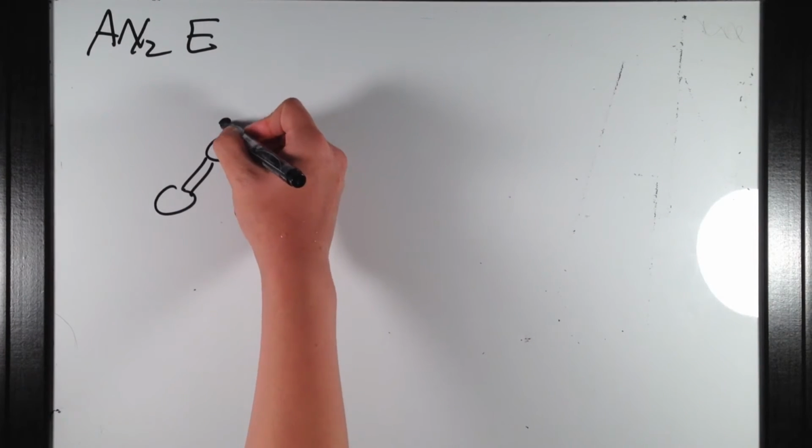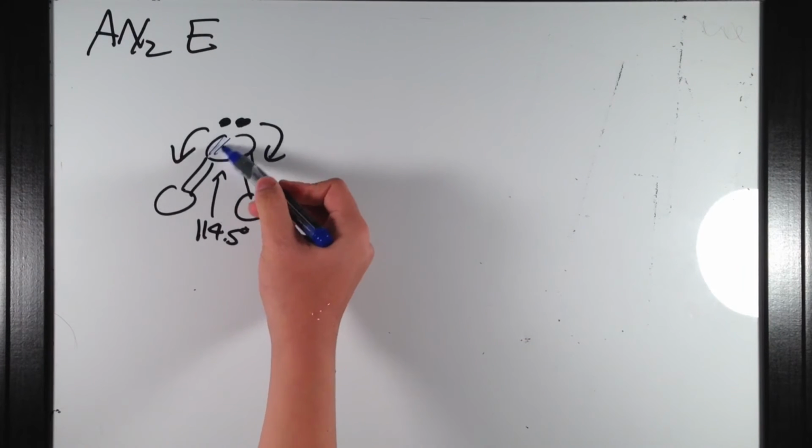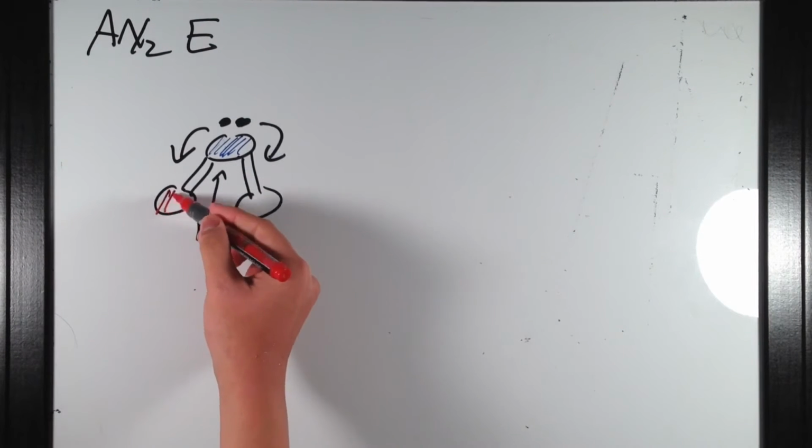This is a shape similar to AX3. However, instead of having 3 covalent bonds, there are 2 covalent bonds, and 1 pair of lone electrons. As a result, its structure is bent with a bond angle of 114.5 degrees.